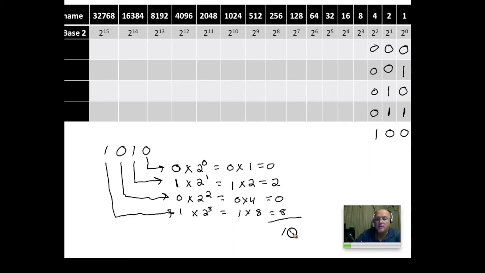We add those up, and we get the number 10. So this number is the binary representation of 10. Now, we can always do our mathematical operations in binary. So if we were going to add numbers together, let's take a number that we're familiar with now, 1010, and let's go ahead and add it to 101 and see what we happen to get.